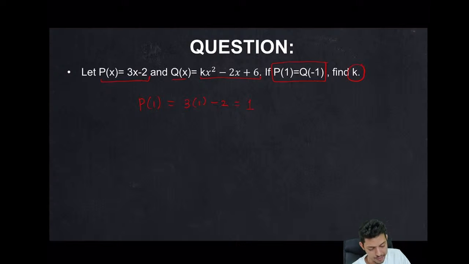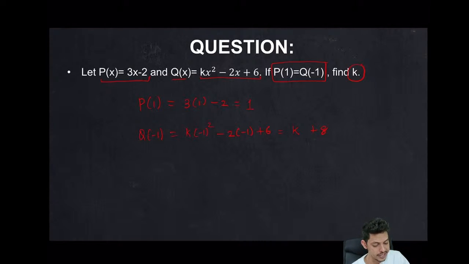Similarly, q of minus 1. So in place of x, what are you going to put? Minus 1. So let's substitute that. So minus 1 ka square minus 2 times minus 1 plus 6. Okay, now this will become k plus 8, because minus of minus is going to become plus. So 6 plus 2 is going to be 8.